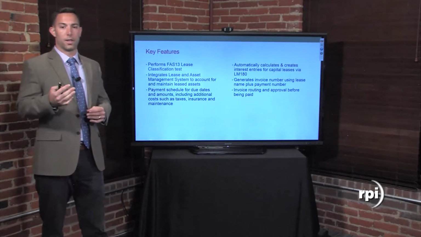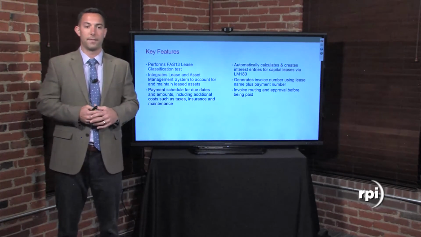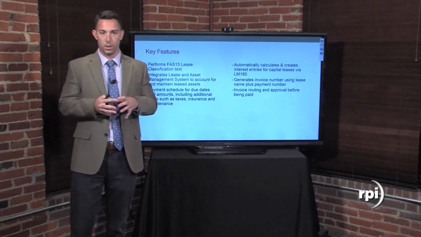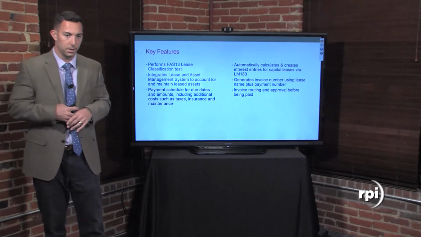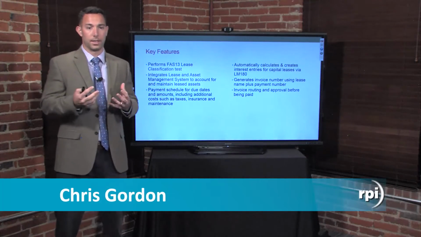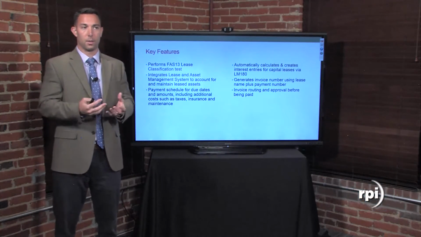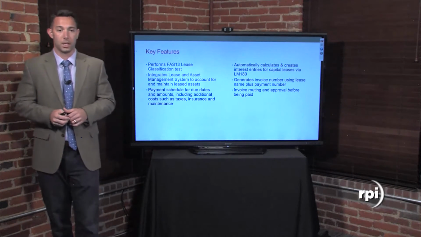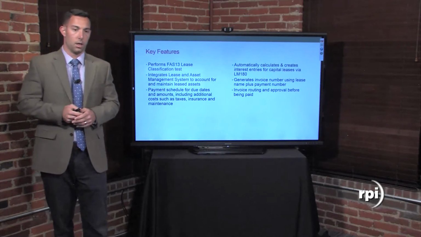So here's some key features that the lease management does automatically. So it's going to perform that FAS 13 classification test to say whether or not this is an operating lease or a capital lease. And we're actually, in the next slide, going to get into the details of that FAS 13 test. If you have capital leases, right, so it's the integration between your capital leases and your asset management system. So you can set up a capital lease as well as have that related to an asset in your asset management system, and let Lawson account for and create all those necessary journal entries that you need to make.